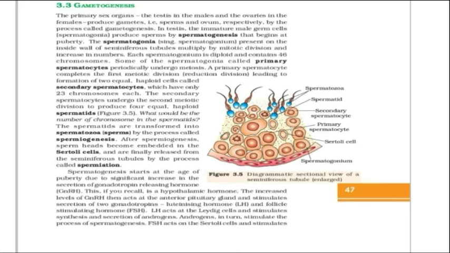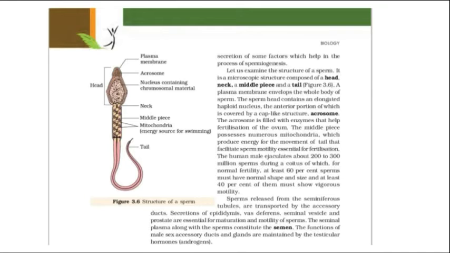LH acts at the Leydig cells and stimulates synthesis and secretion of androgens. Androgens in turn stimulate the process of spermatogenesis. FSH acts on the Sertoli cells and stimulates secretion of some factors which help in the process of spermiogenesis.